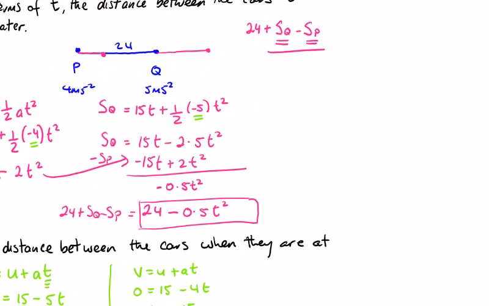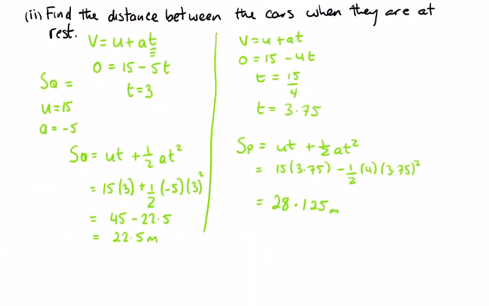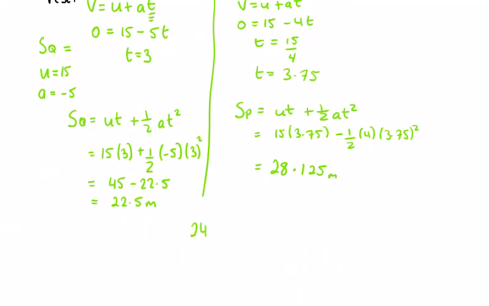Now we have the formula for the distance between them. It's this one here, 24 plus S of Q minus S of P. 24 plus S of Q minus S of P is the distance between them. So 24 plus 22.5 minus 28.125. And that's going to give me 18.375 meters.